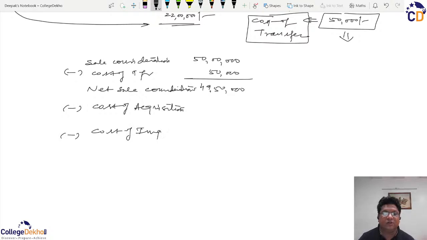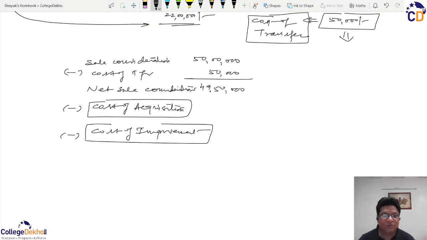and the cost of improvement. Now the important point to remember is that the method of calculating capital gains is similar whether it is a short term gain or long term gain till we calculate the net sale consideration. But when we come to the reduction of cost of acquisition and the cost of improvement, then there is a difference whether it is a long term asset, that is the calculation of long term capital gains, or it is a calculation for short term capital gains.